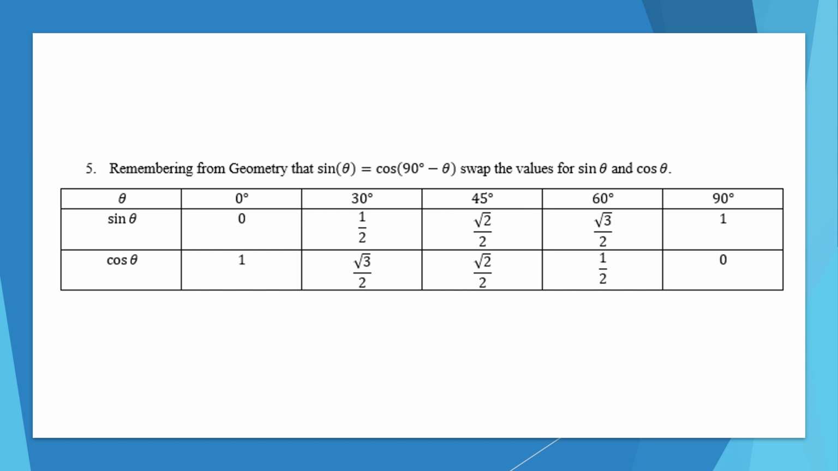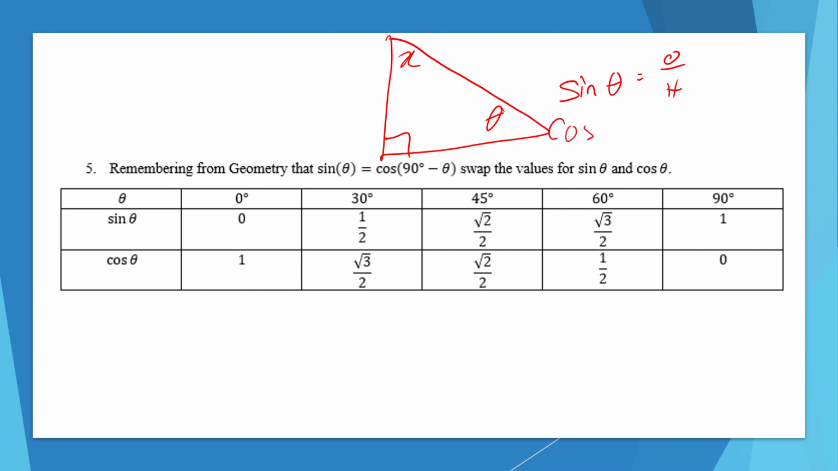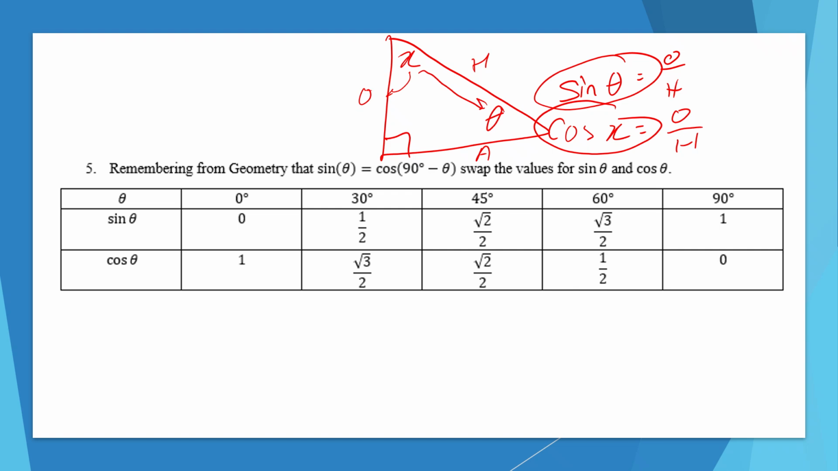And then remember from geometry, if we have a right triangle and we have theta here, sine of theta is going to be opposite over hypotenuse. Now let's say we have angle x here. Cosine of x is going to be the adjacent side over hypotenuse. So sine of one angle, and then if you take cosine of the complement of it, when these 2 angles add up to 90 degrees, they're going to be equal to each other.